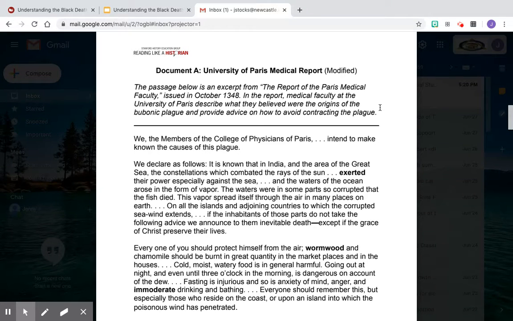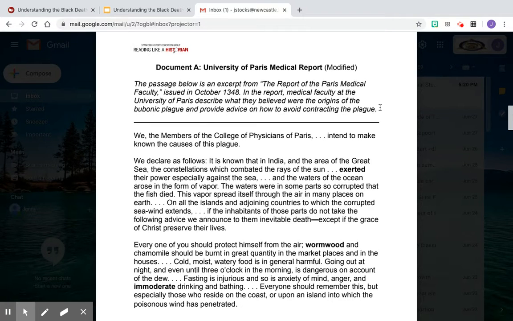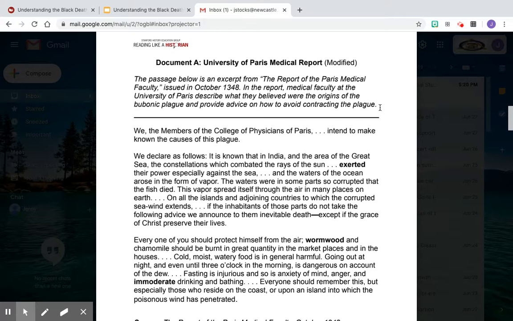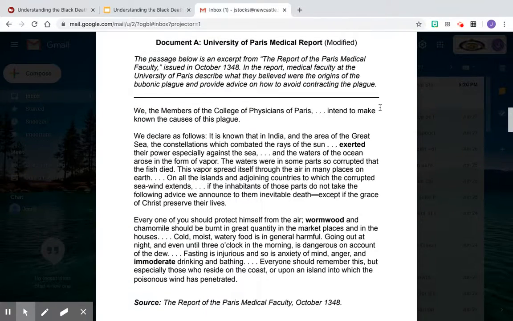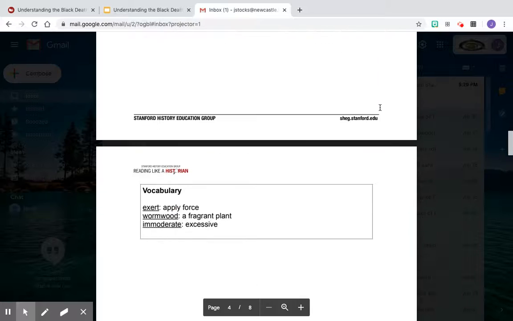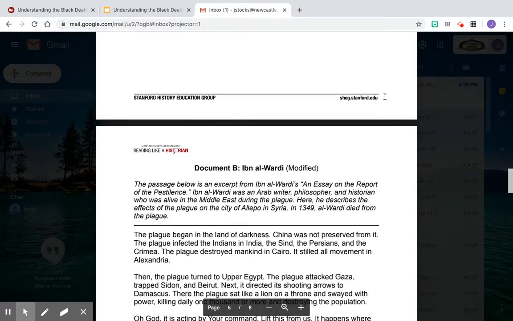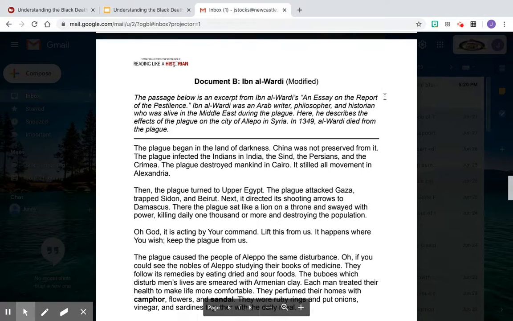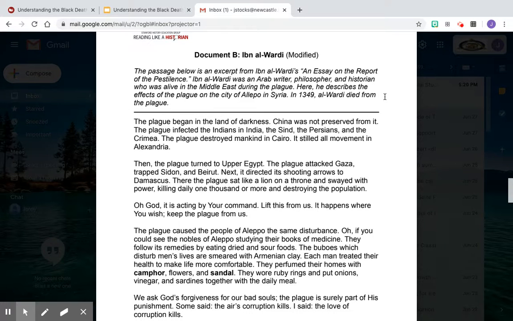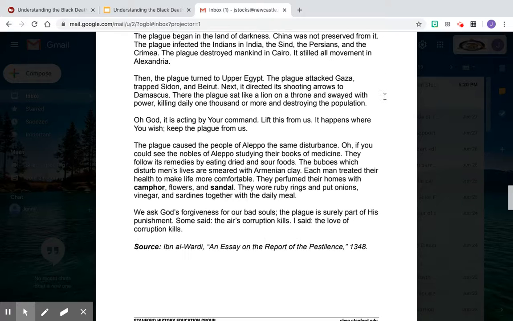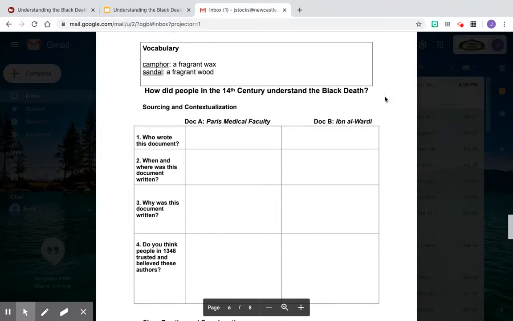I gave you the modified version, not the really difficult version that they have. So you and your partner, yes, you'll be with a partner, are going to be reading this together, highlighting important information and annotating. You're going to read document A, and then you're going to fill in the graphic organizer that goes with document A. Then you will read, and it gives you vocabulary, Document B by Ibn al-Wardi. Again, the modified version. You're going to source that out and answer some questions. There's your vocab, and here's your graphic organizer.